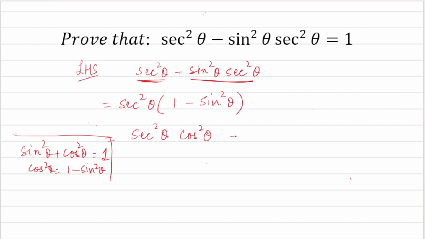Now after this, I know that secant theta and cos theta are the reciprocals of each other. So can I write this secant square theta as 1 over cos square theta, and then this cos square theta as it is? Cos square theta divide each other, or you can say they cancel out each other. And what do I get? I get just 1, and that is what I need to prove. So this left hand side expression is equal to right hand side expression.